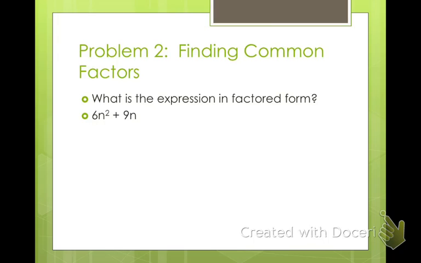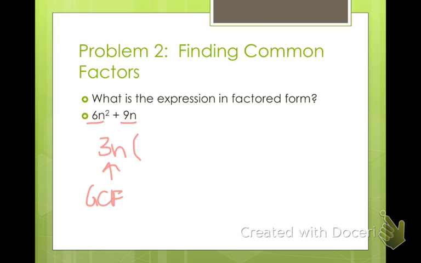Okay, sometimes we're going to get ones that already have something in common with all terms. So go ahead, and if you have one of those, factor out what's in common first. So for this one, between the 6n squared and the 9n, the largest number that 6 and 9 have in common is 3. And they both have a factor of n. So this right here is your greatest common factor.